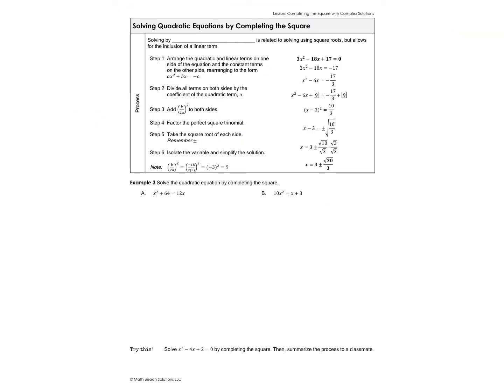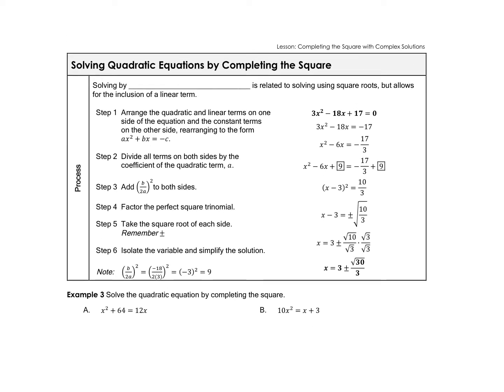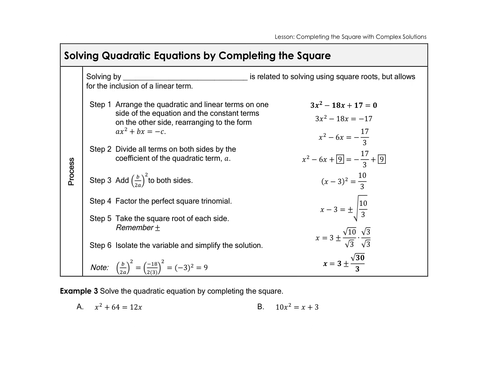Okay, let's flip over. Now we're going to learn the new method. So at the back, we're going to solve quadratic equations by completing the square. So completing the square is related to solving using square roots. That's why we kind of reviewed that on the front. So your first step is to arrange the quadratic and linear terms on one side of the equation and your constant on the other. So this form here, that's the form you want.